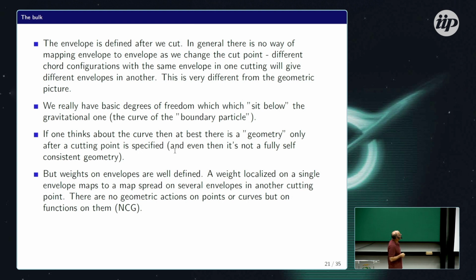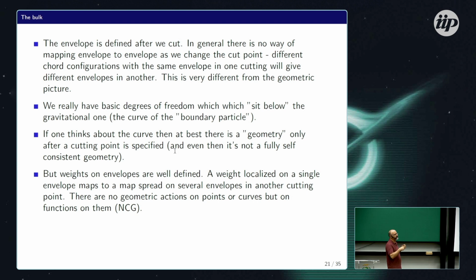Okay, so there are different chord configurations that give you the same envelope, but then there are issues. If you cut it in a different place, you get different envelopes. So you don't really have geometry. And that's because these degrees of freedom somehow sit below what we call the usual gravitational one. I think it's conceptually interesting, but of course, practically I'm not sure what to do with this.